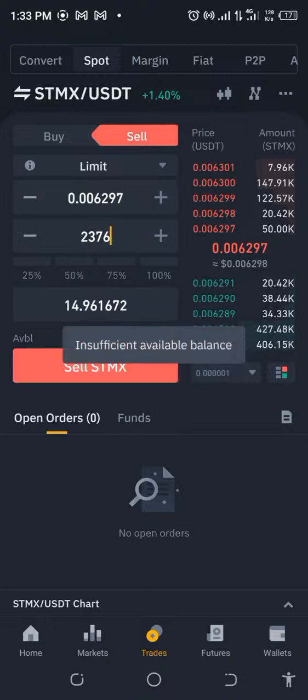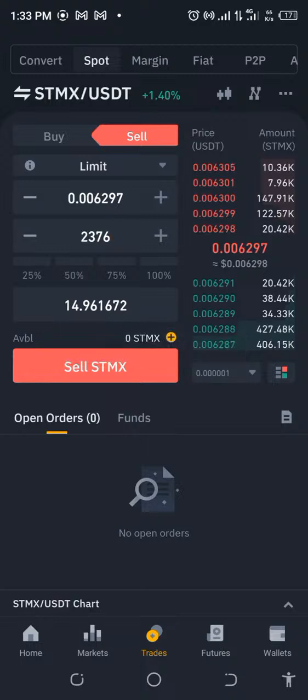You can see what we have here is 14.96. Take note of this very, very well. Okay, what we have here is 14.96. But now I'm not doing this. I want to go with one of the prices in the order book, the next price.